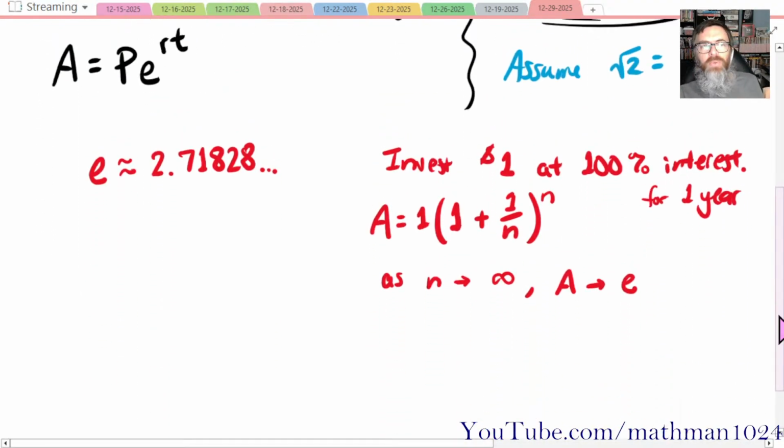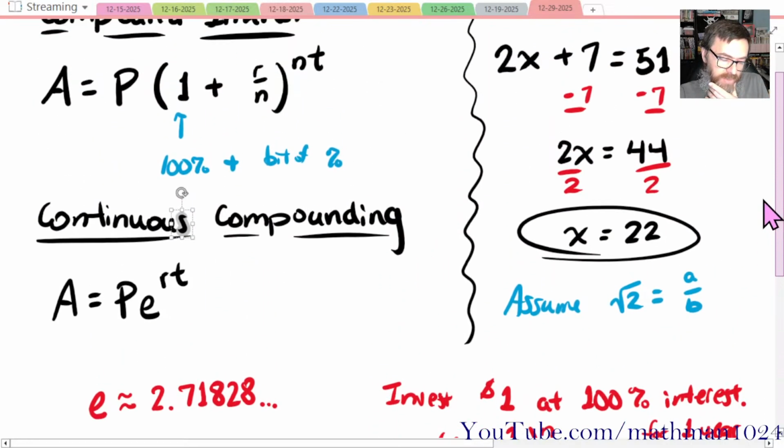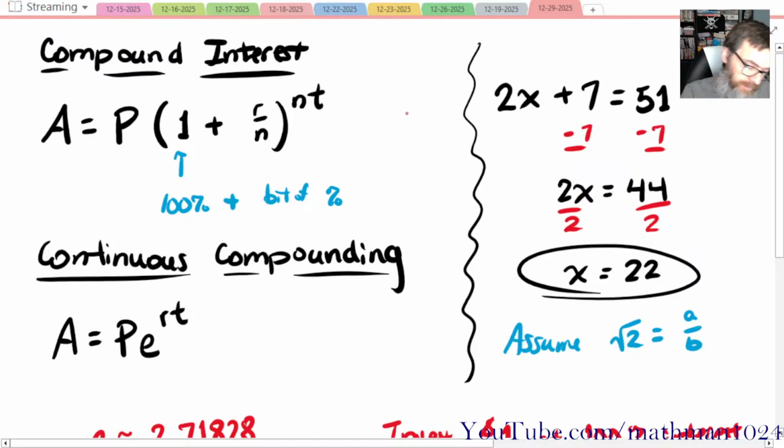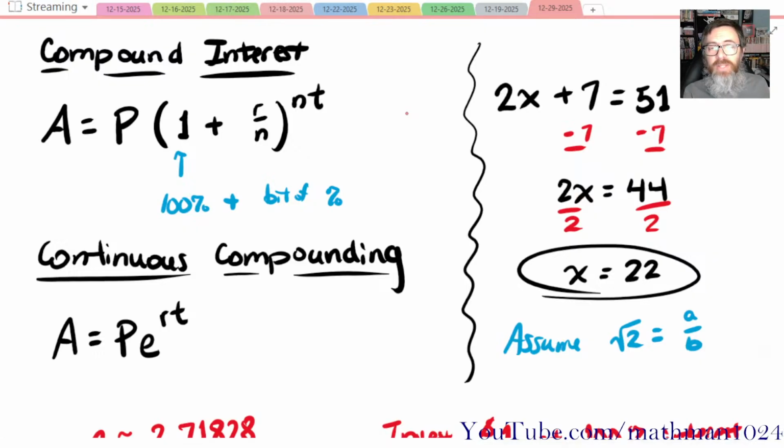All right, so with these forms for both compound interest and the continuous compounding, these variables all mean the same. P is your principal, how much you invest. R is your rate as a decimal. T is time in years. The one thing that is different between them is that for compound interest, you have to specify how many compoundings per year you have. For continuous compounding, it's happening on a continual basis.